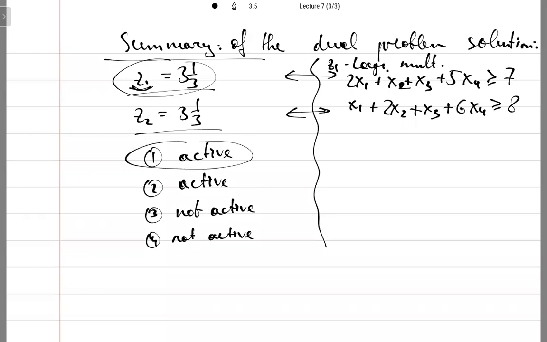This is the inequality that is active, the inequality 2z1 plus z2 is less than 10. The corresponding Lagrange multiplier is the original variable x1. The second inequality was z1 plus 2z2 is less than 10, and the corresponding Lagrange multiplier is x2.